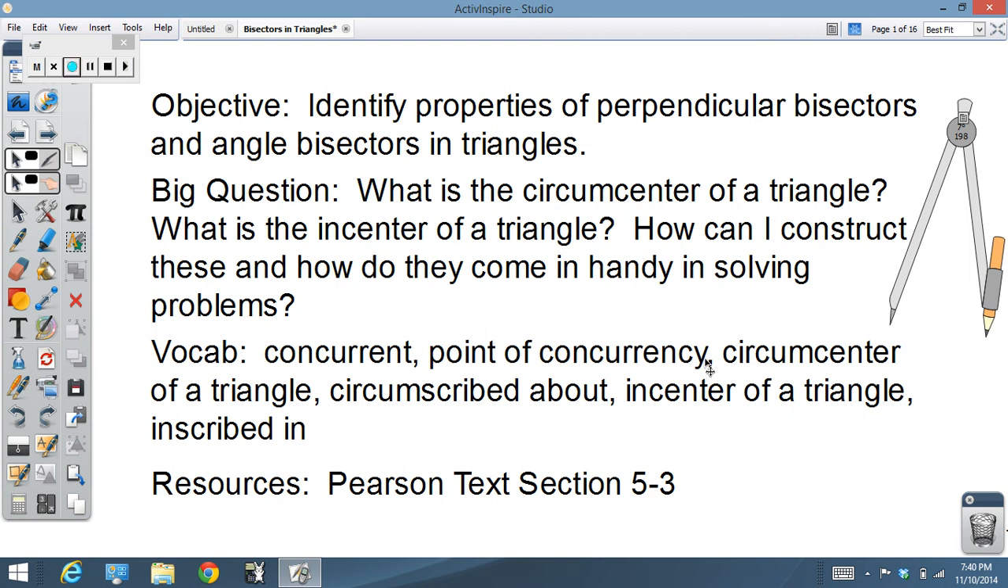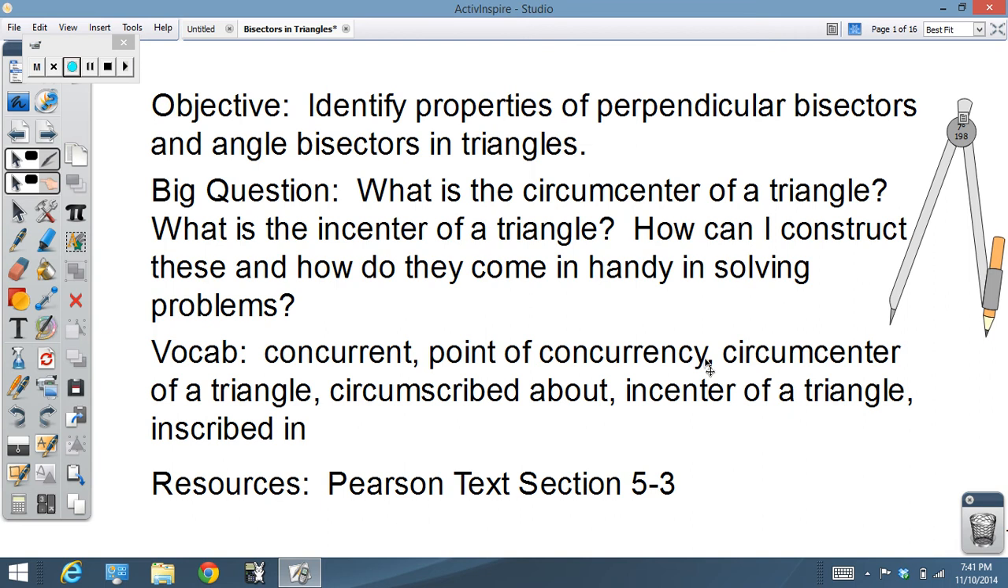bisectors in triangles. So we've been talking about perpendicular bisectors and angle bisectors and the unique properties. Well, what happens when we put them in the middle of a triangle and use them on the sides of our triangles? We're going to form what's called a circumcenter and an incenter, and we're going to construct these things, and they have some neat properties.